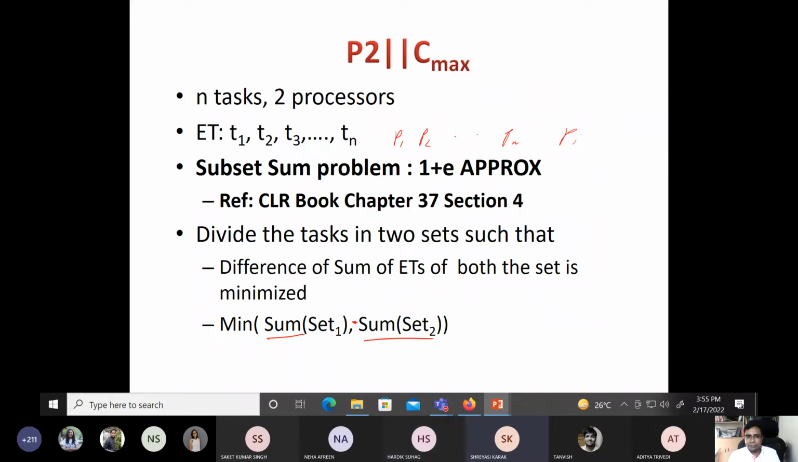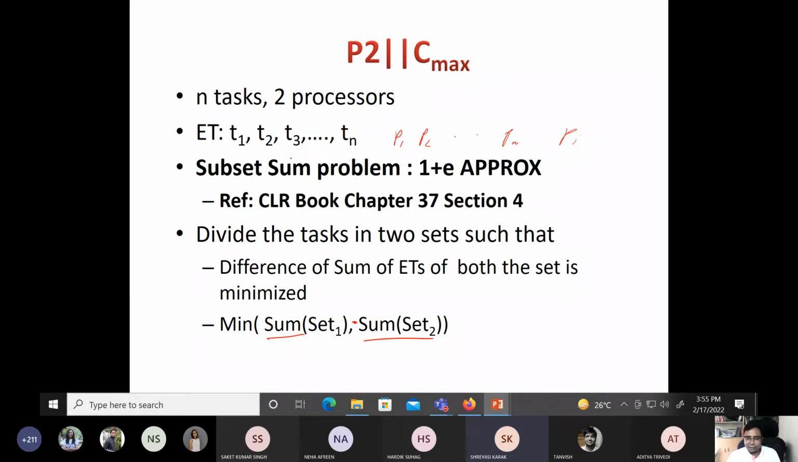Yes, sir. Migration means breaking the job and sending it to another processor. Yes. Preemption means you have a job, you divide it into multiple pieces, and you execute them on the same processor at different instants of time. And migration means the pieces are executed on different processors. So if you are not dividing, then you cannot migrate.